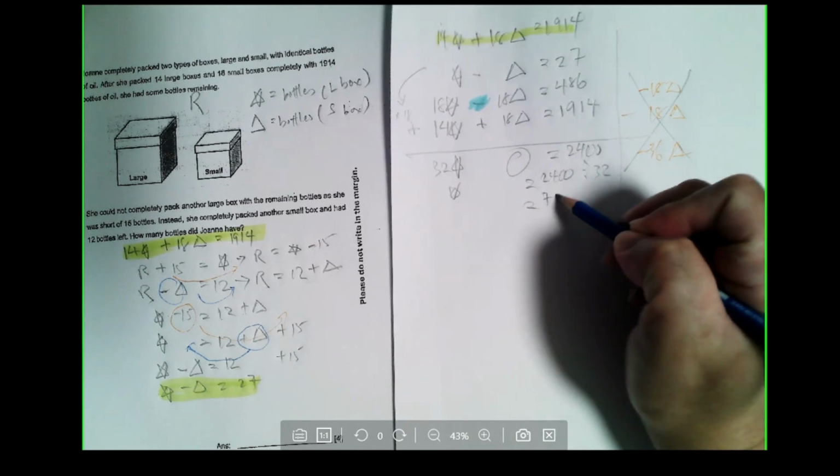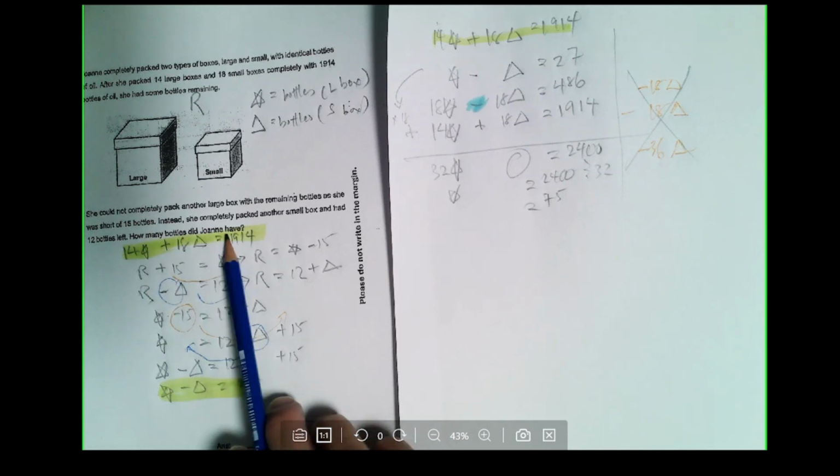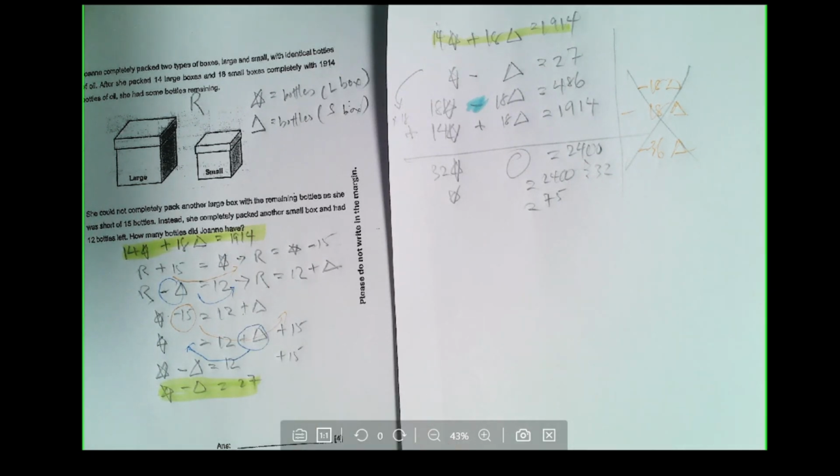75. Okay, are we done? No. I need to know how many bottles did she have at first. I know she already used up 1914. I just need to find the remainder. She used up 1914 and she has the remainder. If I can find out the remainder plus 1914, I would know straight away how many bottles did she have in the beginning. So let me just solve for the remainder.